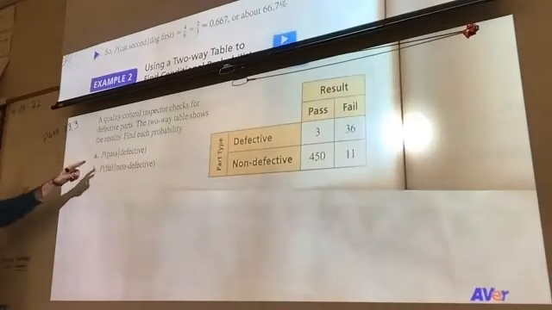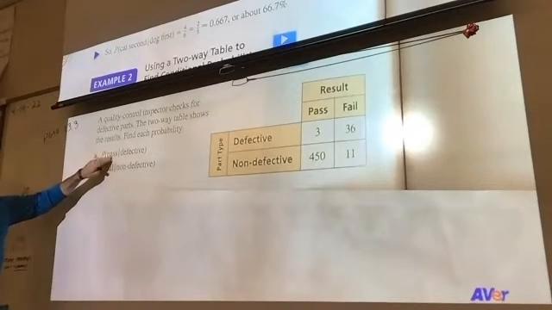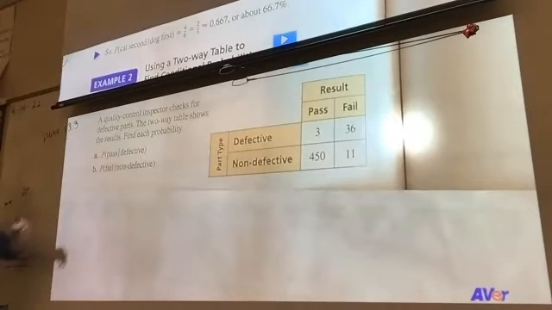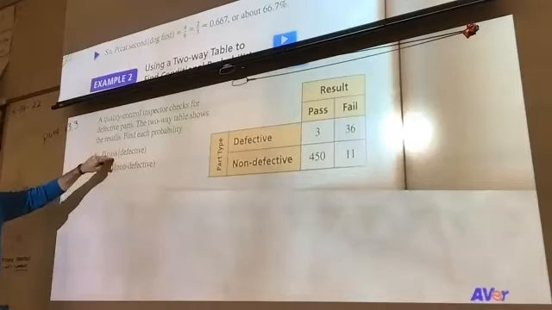What's that first one going to ask for? How many would pass if they are defective? I would word it slightly differently. How many would pass? What's the probability that they would pass? Because it's not how many, we're not looking for a number, we're looking for a probability. So what's the probability that it's going to pass given that it is defective?